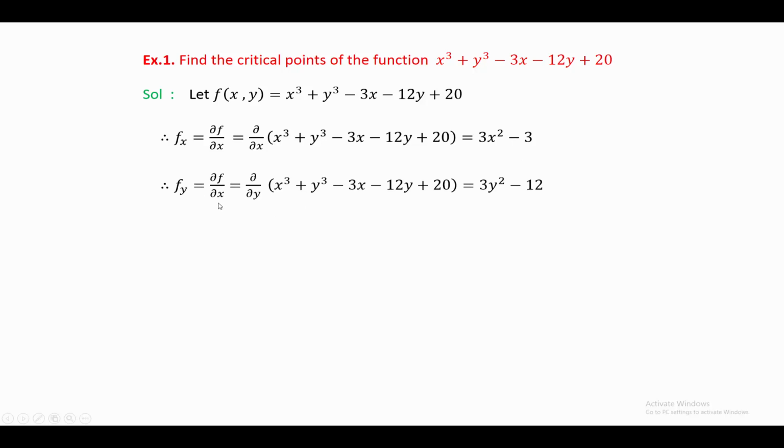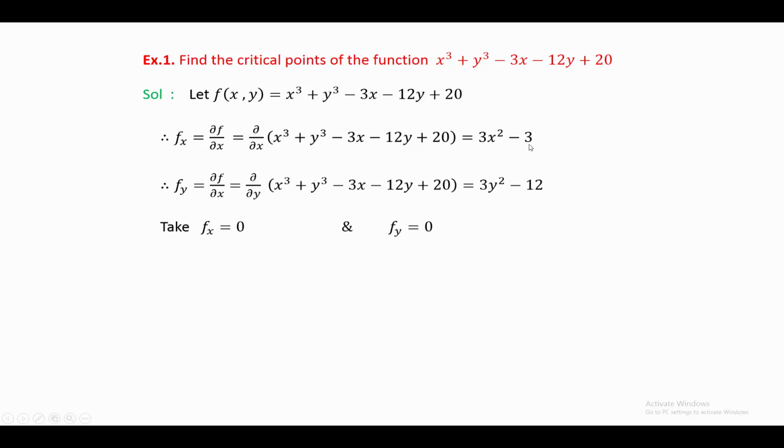Fy is the partial derivative of the function f of xy with respect to y. Derivative of x cube is 0, derivative of y cube is 3y square, derivative of 3x is 0, minus 12, and derivative of 20 is 0. Now for the critical points, take fx equal to 0 and fy equal to 0.